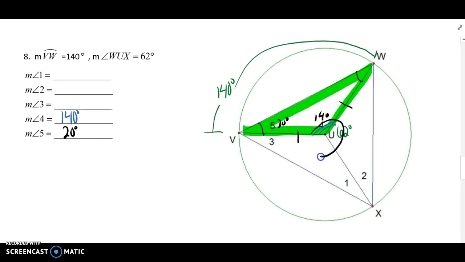Going around the middle of this circle, if we took 360 minus the 140 minus the 62, it turns out this angle is 158 degrees. We have another isosceles triangle. Angles 3 and 1 have to be equal to each other. So 180 equals measure of angle 3 plus measure of angle 1 plus 158.